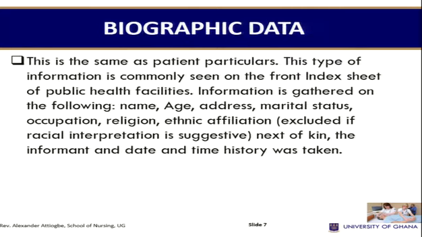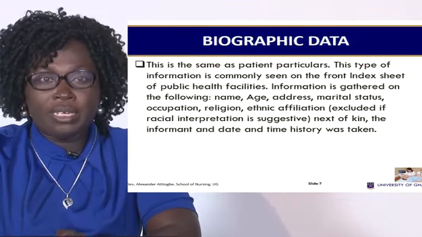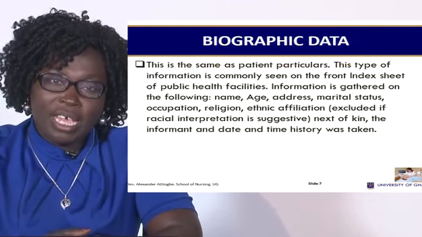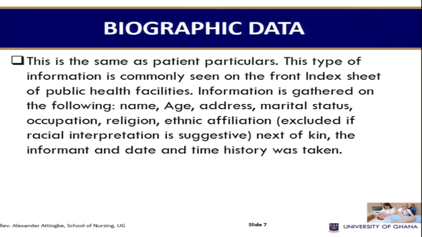So we'll look at biographic data. This is the same as patient particulars. This type of information is commonly seen on the front index sheet of the public health facilities. Information is gathered on the following: the name of the patient, the age of the patient, address, marital status, occupation, religion, ethnic affiliation, excluded if racial interpretation is suggestive, next of kin, the informant, and date and time history was taken.